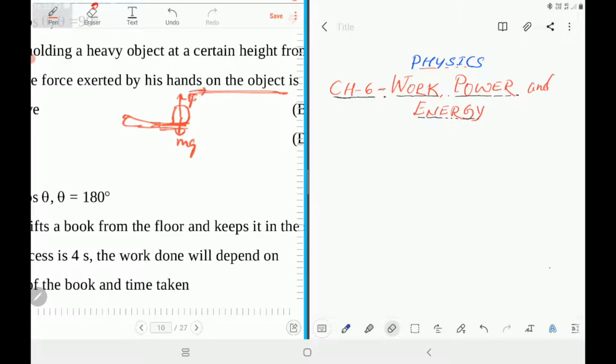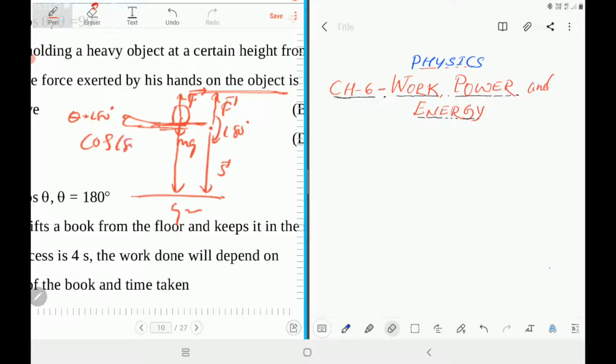Which direction? Upwards. When he brings the body down, this is the ground, right? From this level, the displacement is vertically down. The applied force is vertically up. What is the angle between them? The angle between them is 180 degrees. So what is cos 180? Here theta is 180, which implies cos 180 is minus 1. So work is F into S into cos theta. Cos theta is minus 1, so it is minus F dot S. So negative work. Work is negative.